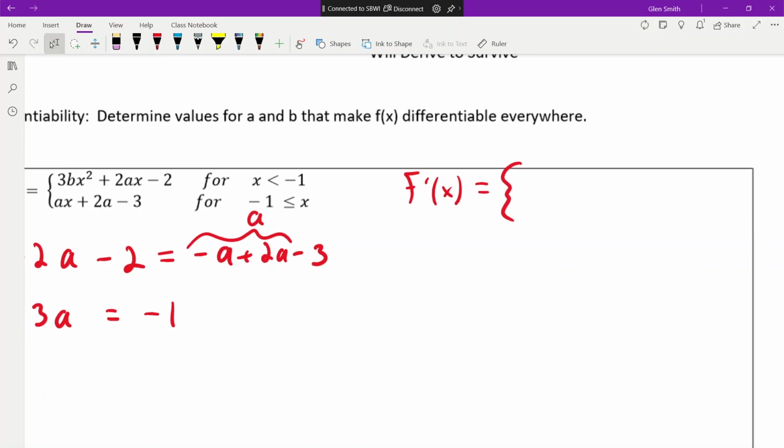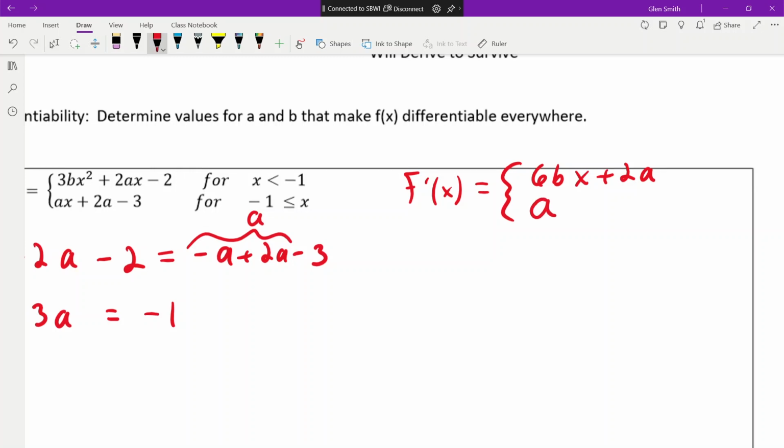When you derive that first piece, you're going to get 6bx plus 2a. Because there's a 2ax here. 2a is just some constant, it's a number. So when you derive 2ax, you just get 2a. Then minus 2 becomes a 0 when you derive it. When you derive the bottom, you just get a.